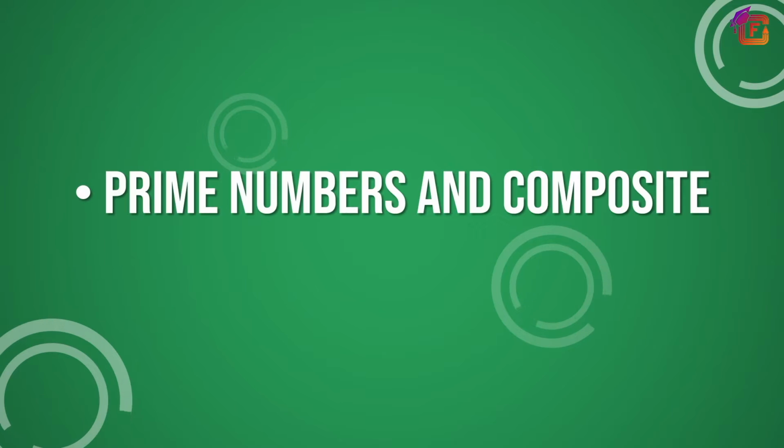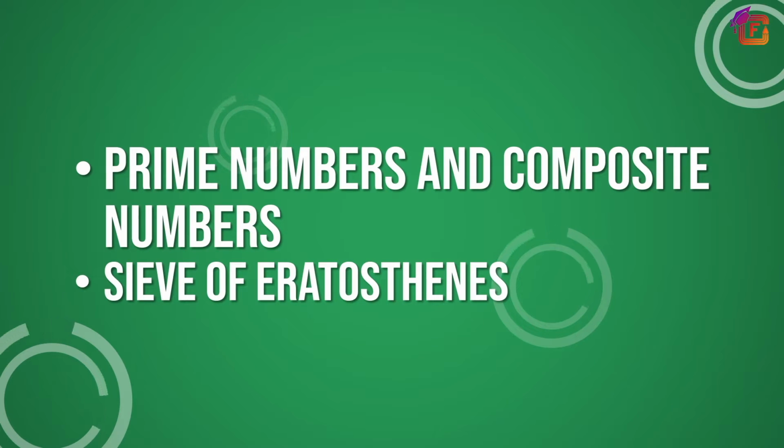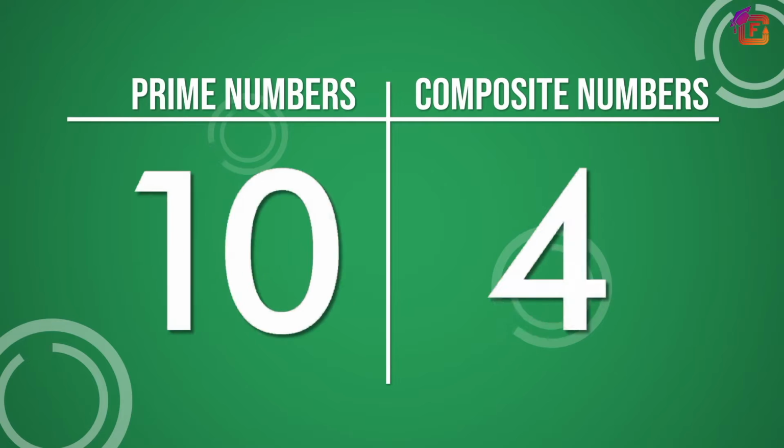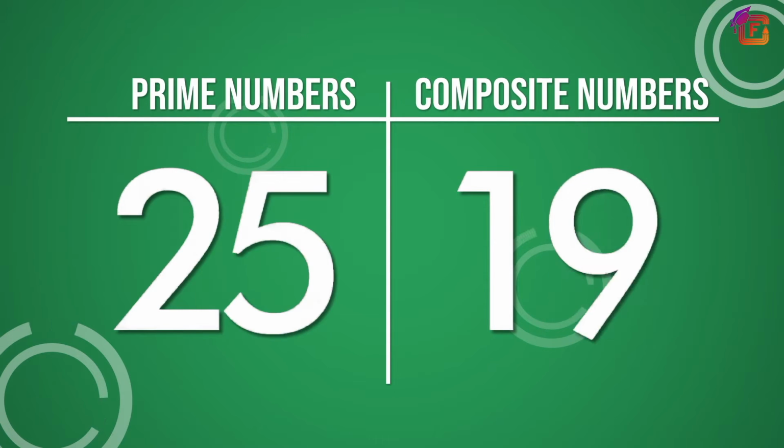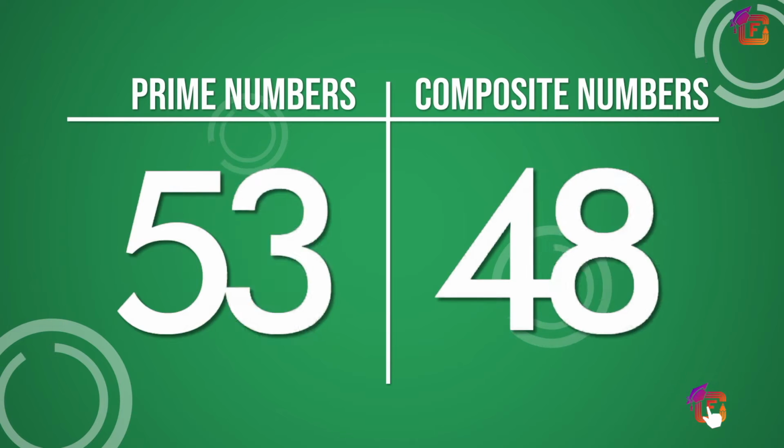Today, we are going to learn how numbers are divided into two categories based on the number of factors a number has. The two categories are the prime numbers and the composite numbers. We will also be learning about the sieve of Eratosthenes.